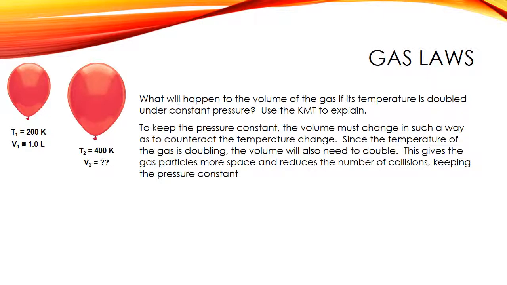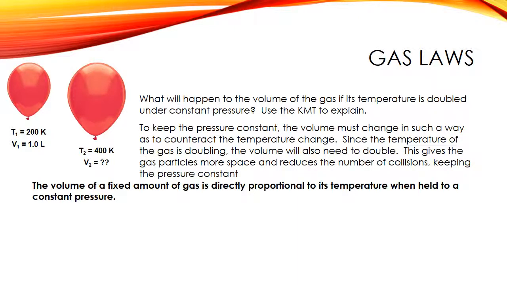As we discussed previously, in order to keep the pressure constant, the volume must change in such a way as to counteract the temperature change. Since the temperature of the gas is doubling, the volume will also need to double. In other words, we need to give the particles twice as much volume to move if we want to keep the pressure constant. So the relationship here is that the volume of a fixed amount of gas is directly proportional to its temperature when held at a constant pressure.